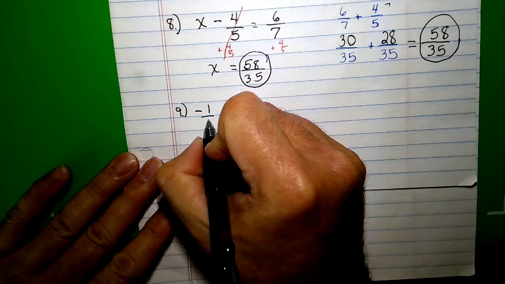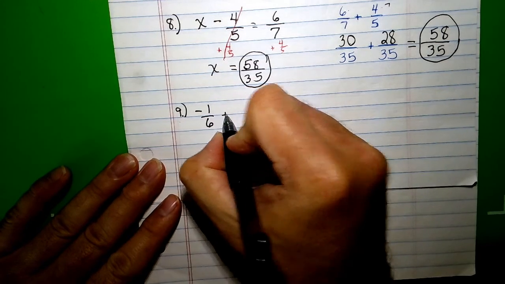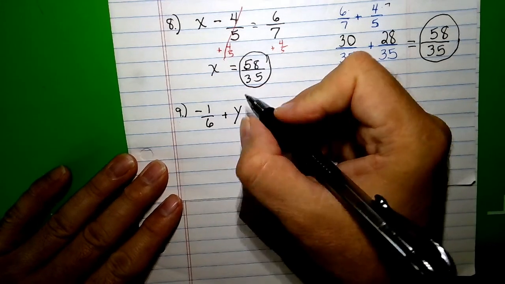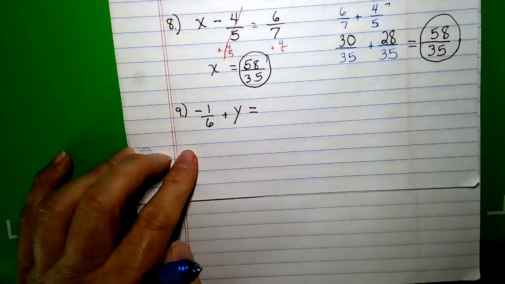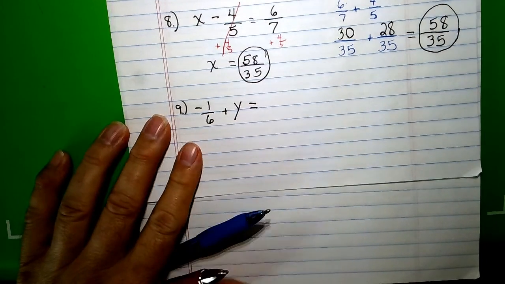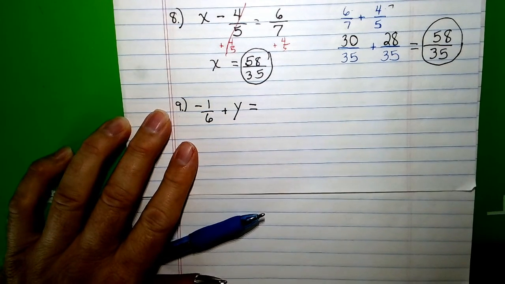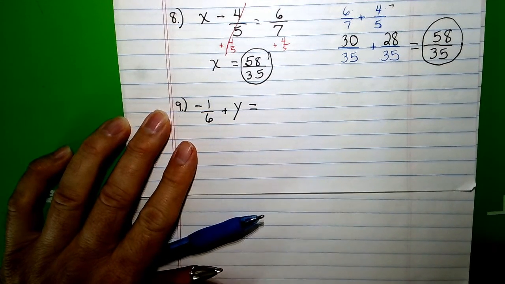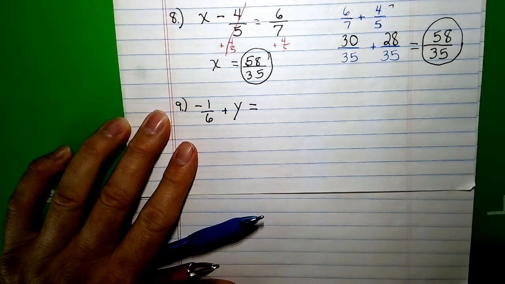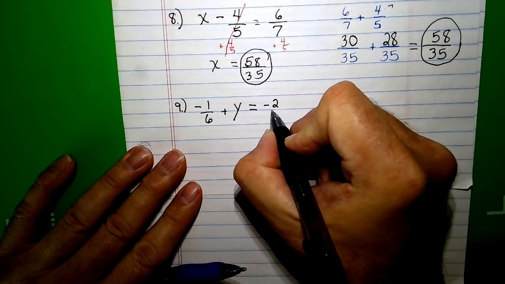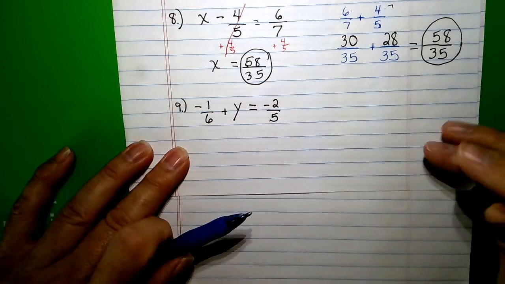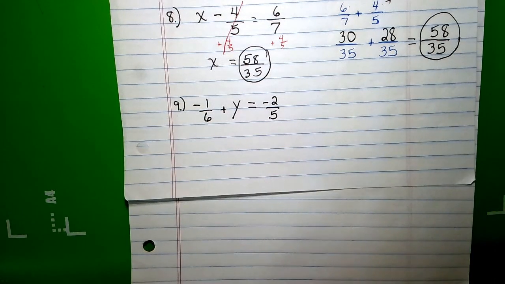Negative 1 over 6 plus, usually we have variables of x, but it doesn't have to be x. So here I'm going to use a different letter. How about a y? So our answer will be y equals some number equals negative 2 over 5. This is called the addition property for solving an equation.